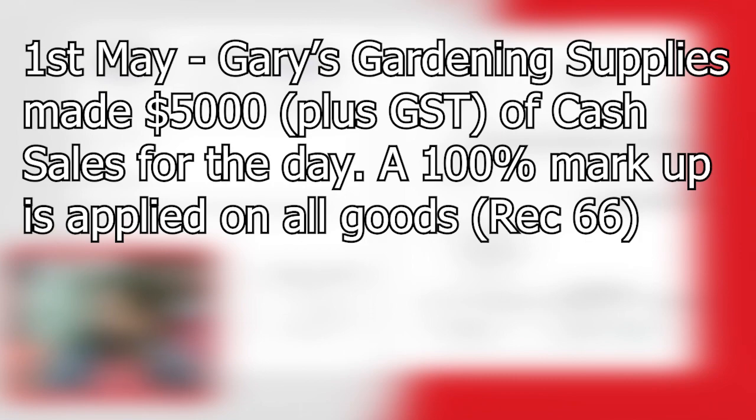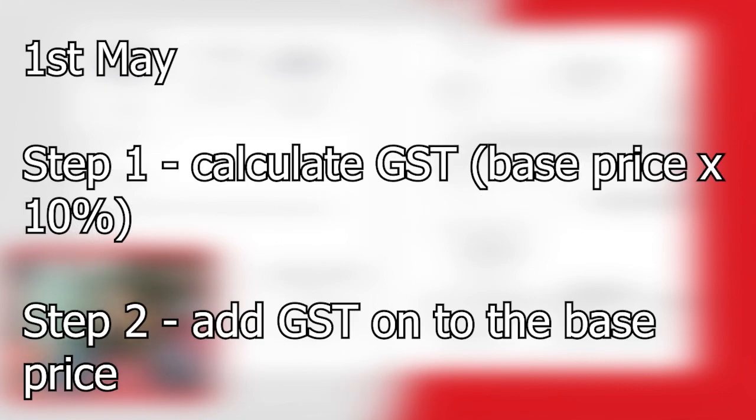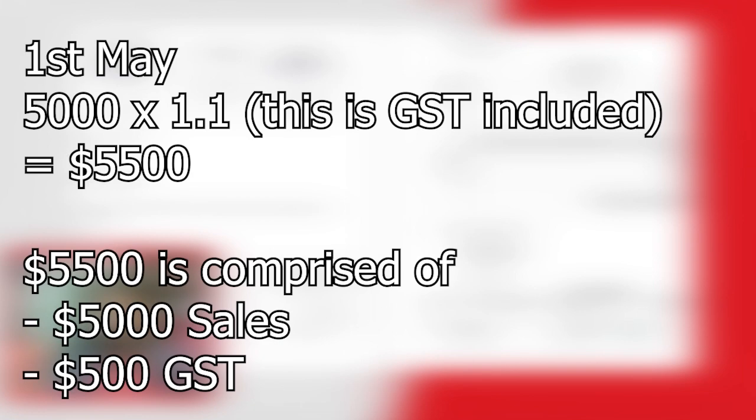So, to do this, we need to calculate GST first. Now, we know GST is 10%. It's given us the base price, and then we know it's plus GST. So, if it's plus GST, to get the amount including GST, it's times 1.1. To get GST by itself, it's 10%. So, 5,000 times 1.1 will be 5,500, and 5,000 times 10% is 500.